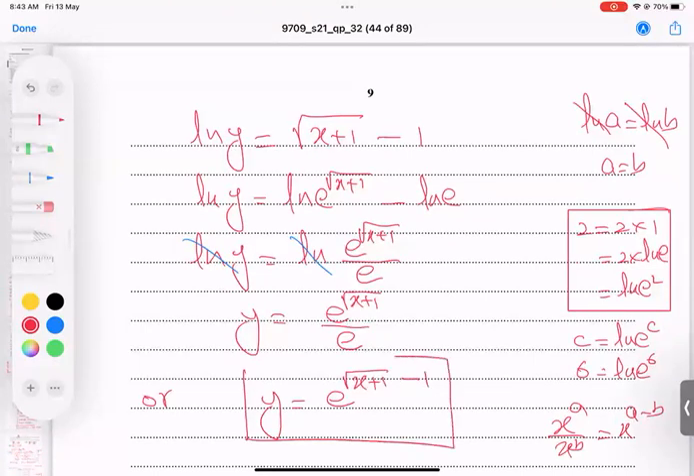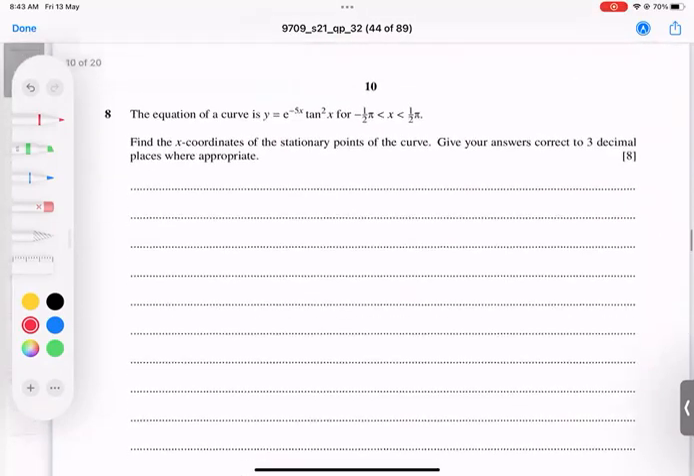So this is our answer. Or even the other one is also correct. No problem at all. So let's go for the next question, number 8. Question number 8.